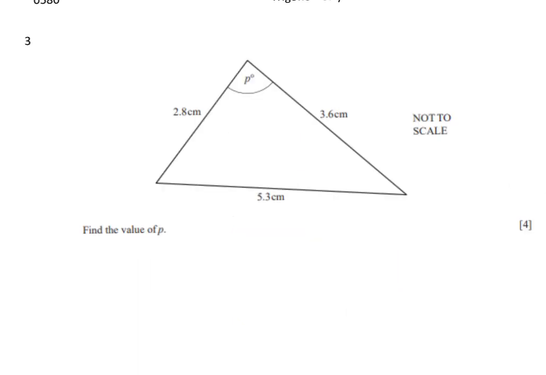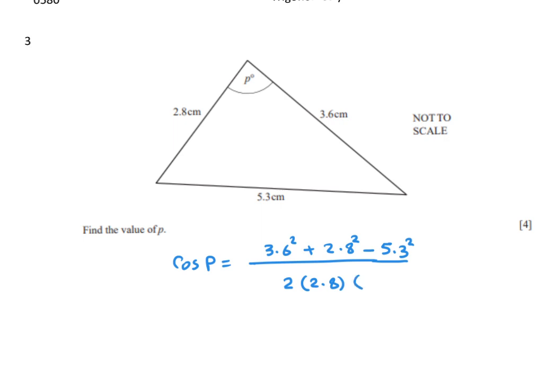Now we can practice. You have the three sides: 2.8, 3.6, 5.3. I need to find angle B. Afifa, can you find angle B? So cos B equals 3.6 squared plus 2.8 squared minus 5.3 squared over 2 multiplied by 2.8 and 3.6.